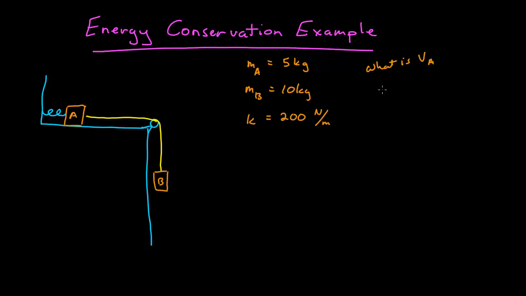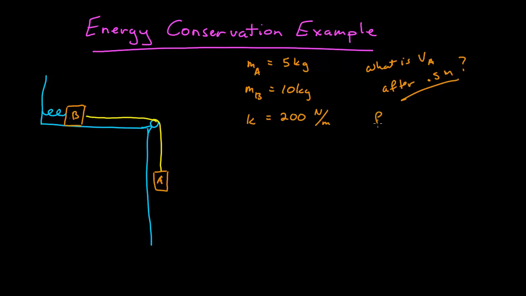Hold on. All right, I want to change this here. I'm going to call my hanging block mass A. Block B is attached to the spring. Okay, so what is the velocity of A after it has fallen 0.5 meters? All right, so let's see, what can I say about this system?